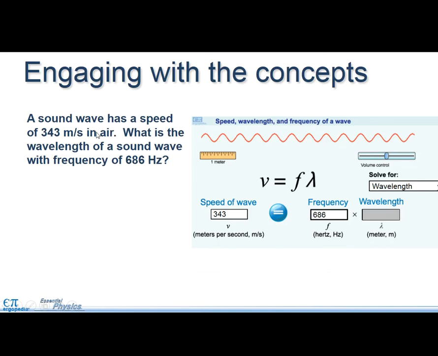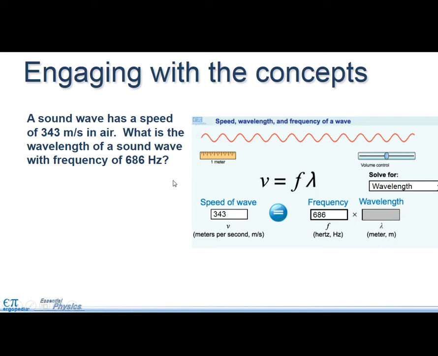Okay, let's take a look at another example. A sound wave has a speed of 343. Okay, this thing they say 343. We usually say 344, but that's okay. 343 meters per second in the air. What is the wavelength of a sound wave with a frequency of 686 hertz? So here we have the equation v equals f times lambda. We have v is 343, we have f is 686, and we have to figure out what lambda is.